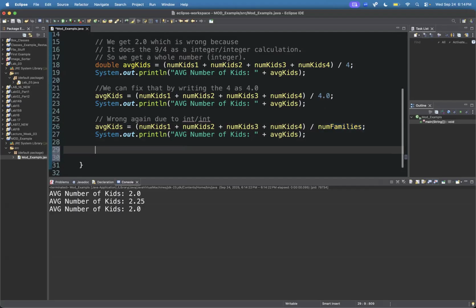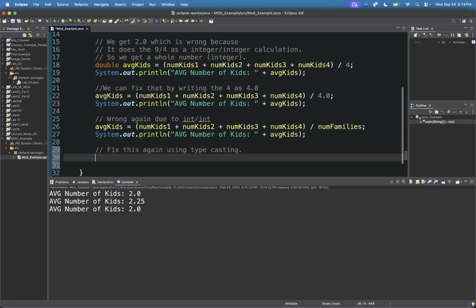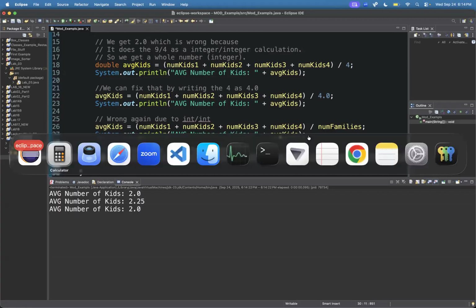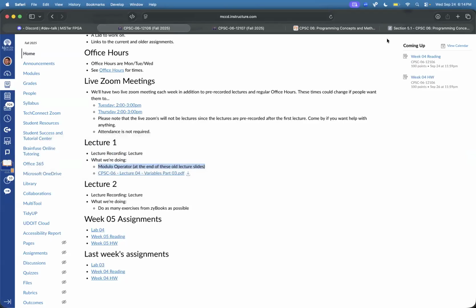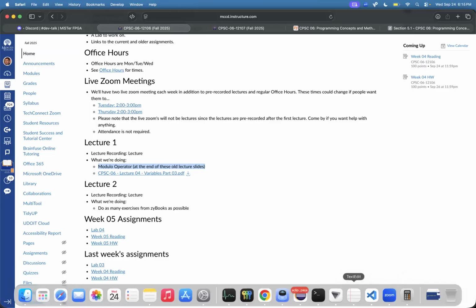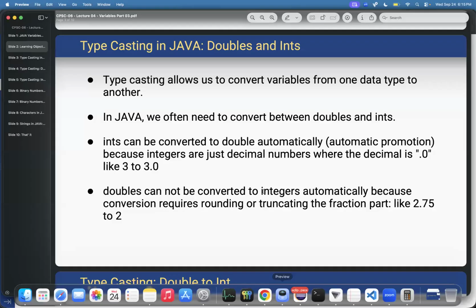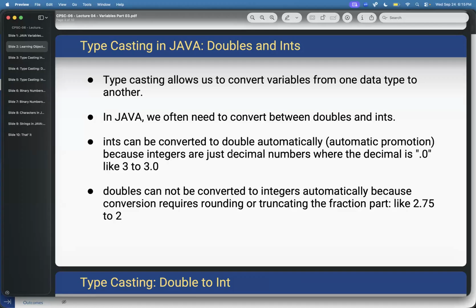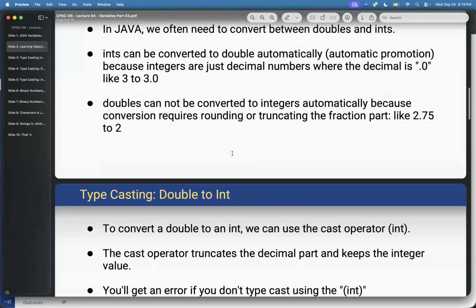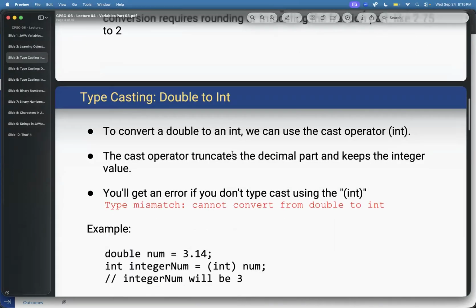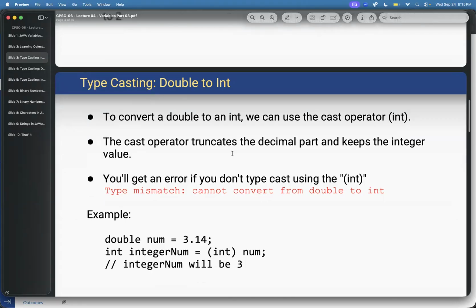And so the only solution is, we could fix this again using type casting. Okay, so what typecasting does, flipping back over to the slides, they're in the preview app, which is here. So what typecasting allows us to do is to treat a variable of one type as if it was another type. So basically we can force it to convert the way that we want it to. So what does that mean?